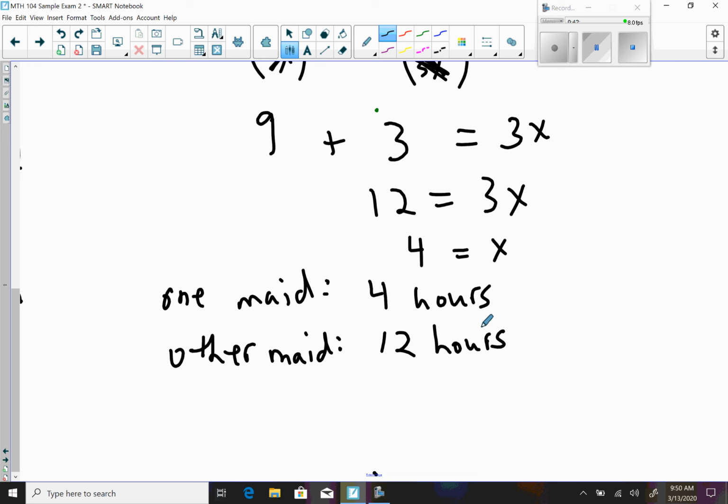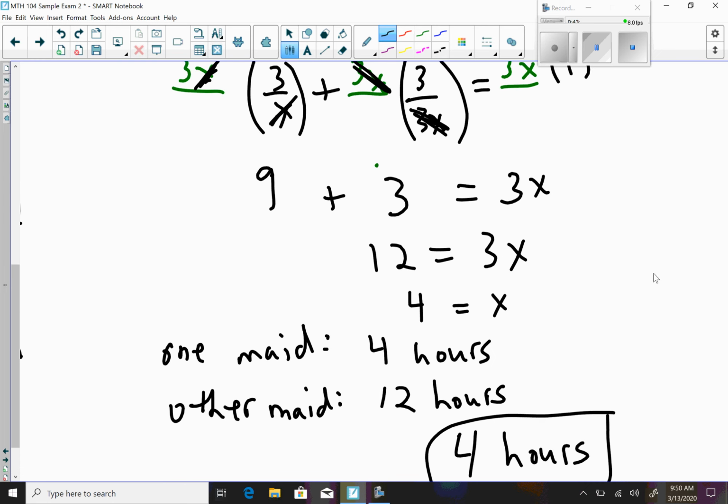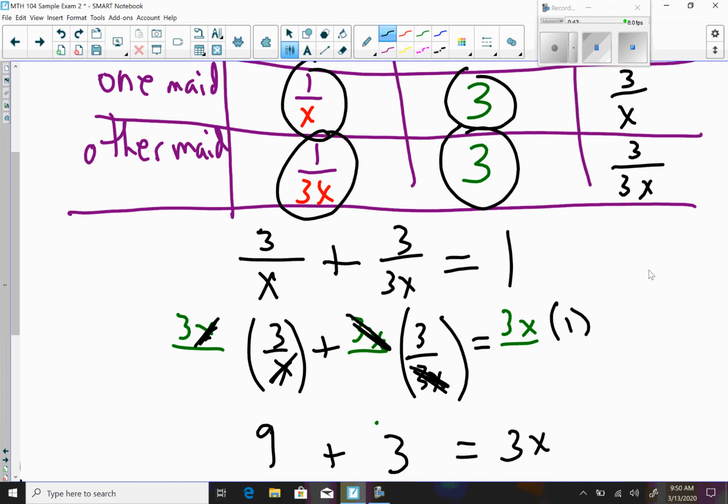And the question just asked how long would it take the faster maid. So getting it done in 4 hours is faster than taking 12 hours. So 4 hours answers the question. But when you have an exam, when you have this exam too, you can stop here.